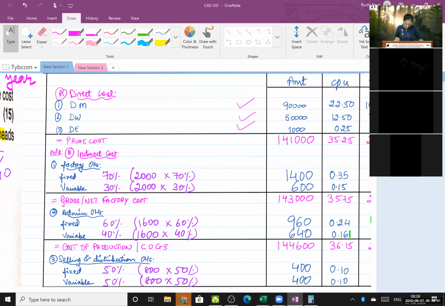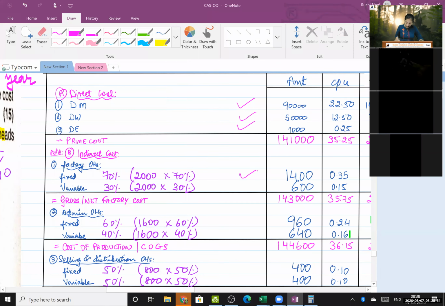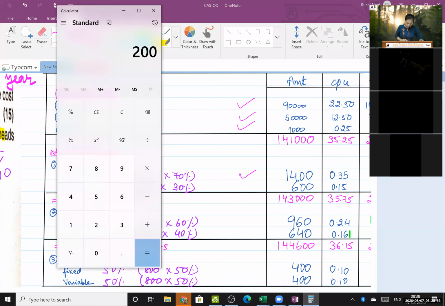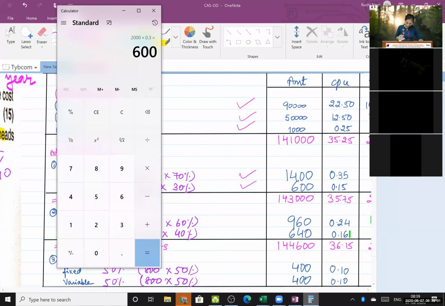Then factory overheads. You have to divide 2,000. 70% of 2,000 is fixed, so 1,400, and 30% of 2,000 is variable, so 600. So total, 1,41,000 plus 2,000 is how much? 1,43,000.